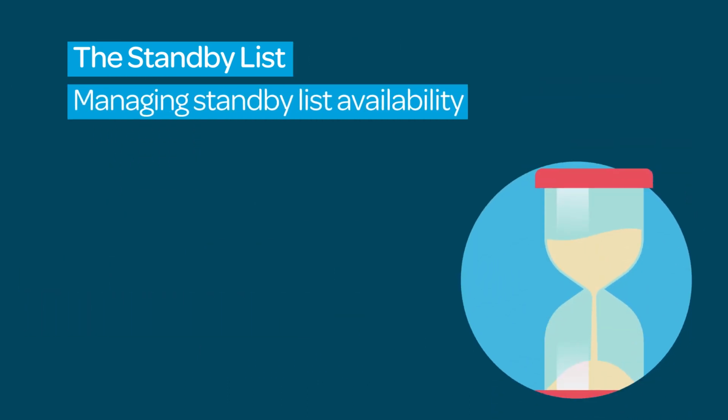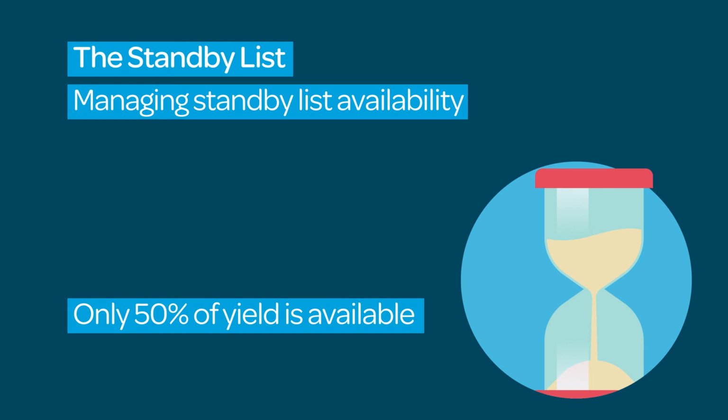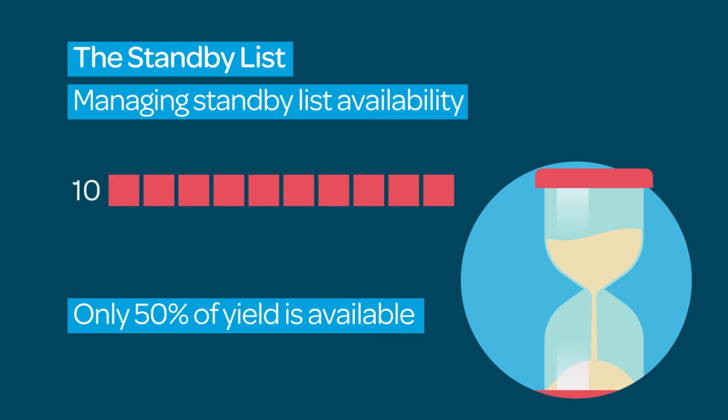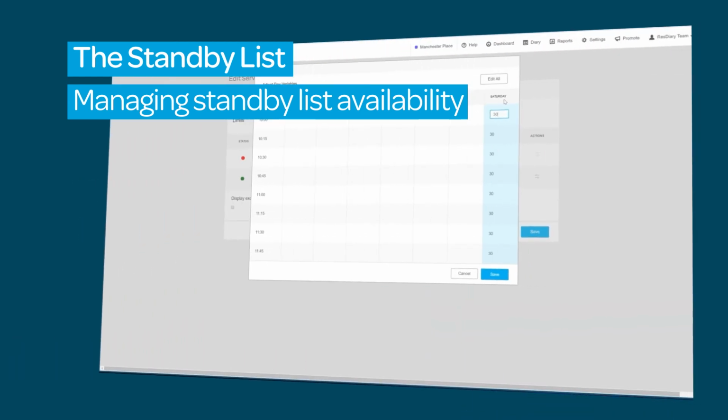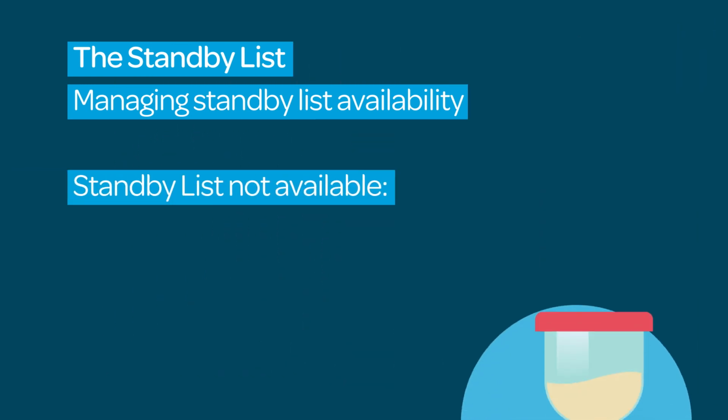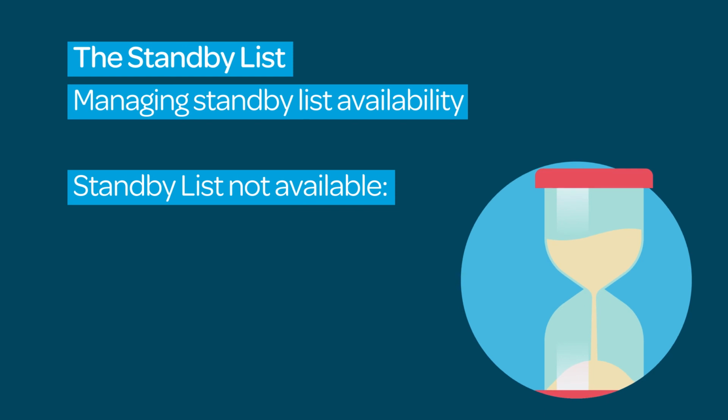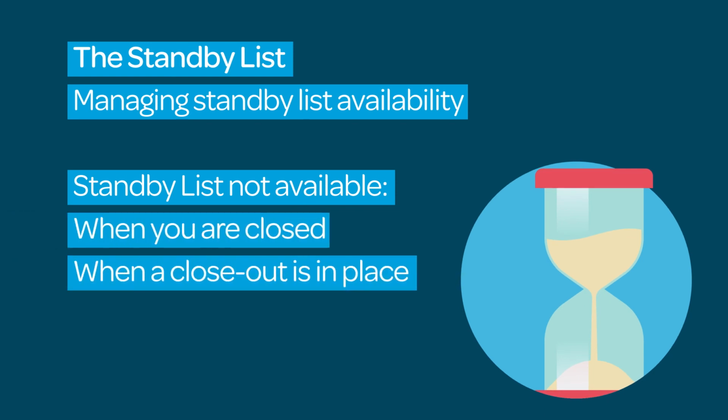The amount of availability on your standby list is controlled by your yield management. The diary will only offer 50% of your maximum cover yield to the standby list. This means that if you have a maximum yield of 10 covers per time slot, only 5 spaces will be offered on the standby list. This is specifically connected to cover caps and not any booking caps. For more information about managing your yield, watch the film linked in the descriptor. Diners will not be able to add themselves to the standby list on days where you are closed or there is a closeout in place.